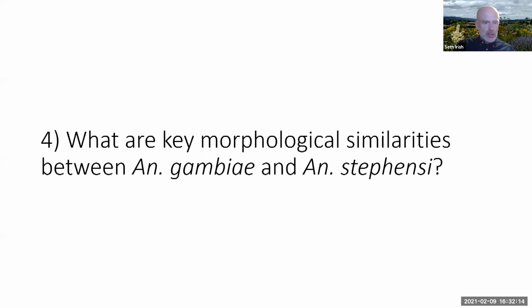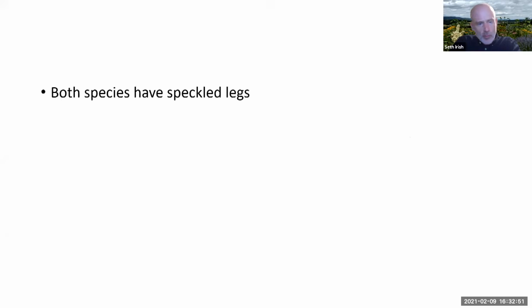Okay, I'll move on to, I think this is my second to last question. What are the key morphological similarities between Anopheles gambiae and Anopheles stephensi? Good. Speckled legs, perfect. Good.